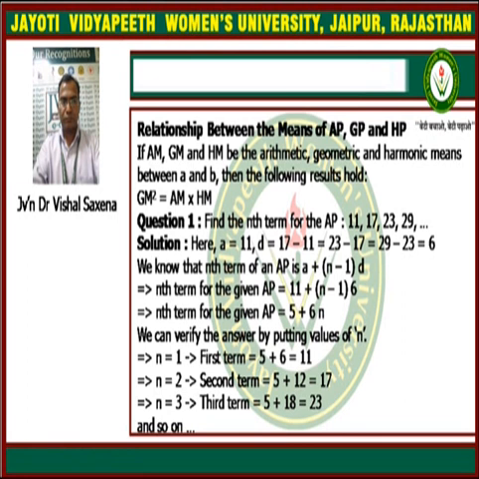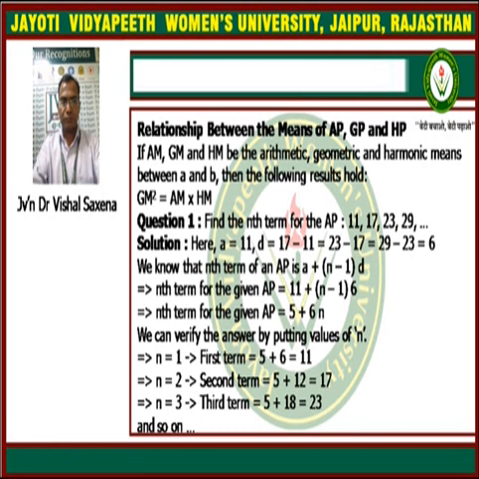Now the relationship between the means of AP, GP and HP. If AM, GM and HM are the arithmetic, geometric and harmonic means between A and B, then the following result holds: GM square is equal to AM into HM, where AM means arithmetic mean, HM means harmonic mean, and GM means the geometric mean. Now we take question number 1.